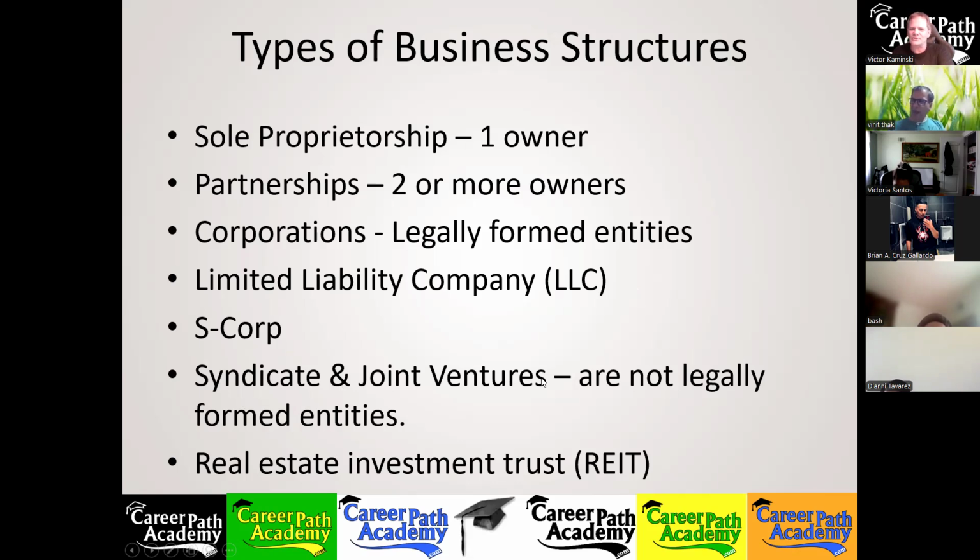Syndicates and joint ventures are not generally legally formed entities. A syndicate is just the joining together of two or more people to carry out a business project. When the project is done, the syndicate's done. There's no formal paperwork that needs to be registered with the state to create a syndicate, or a joint venture for that matter, which is similar to a syndicate. Instead of two or more people, it's two or more groups that come together to carry out a business project. They're not legally formed business entities.